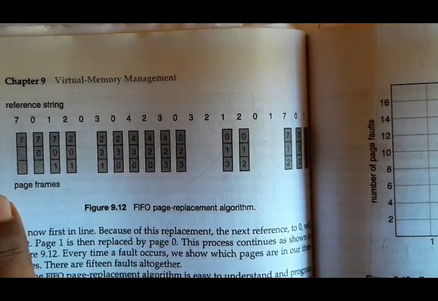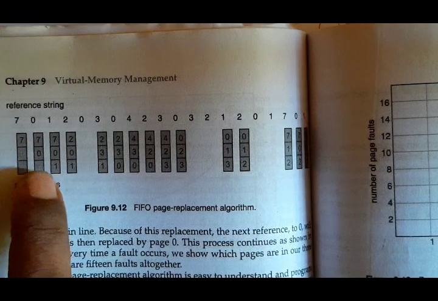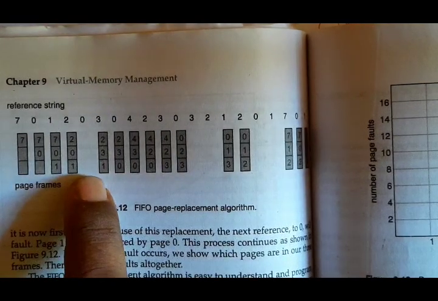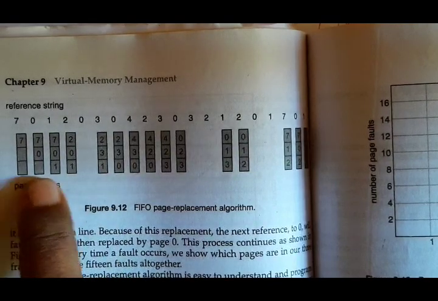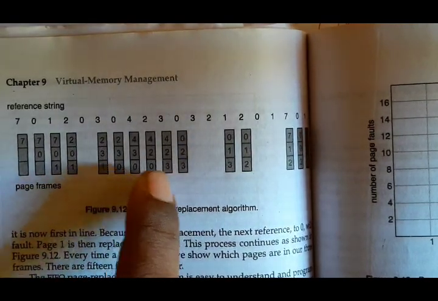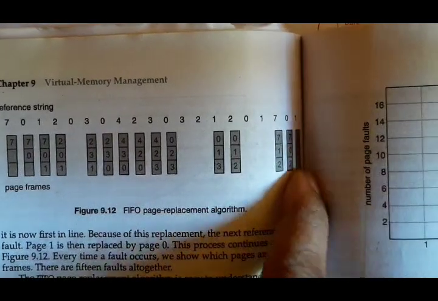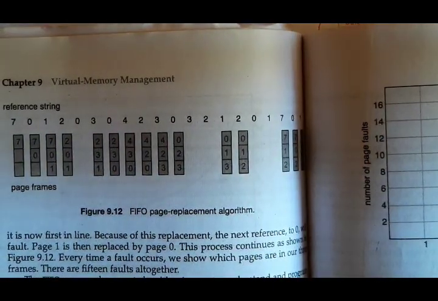So how many page faults are there? 1, 2, 3, 4. This is a page hit, because 0 is present in RAM, so no replacement. Then 4, 5, 6, 7, 8, 9, 10, 11, 12, 13, 14, 15. So here 15 faults are there.